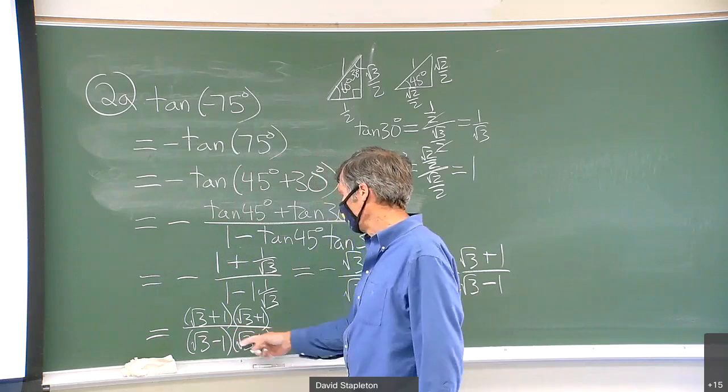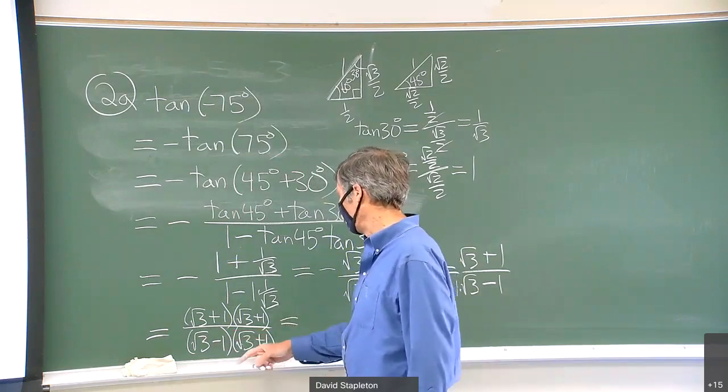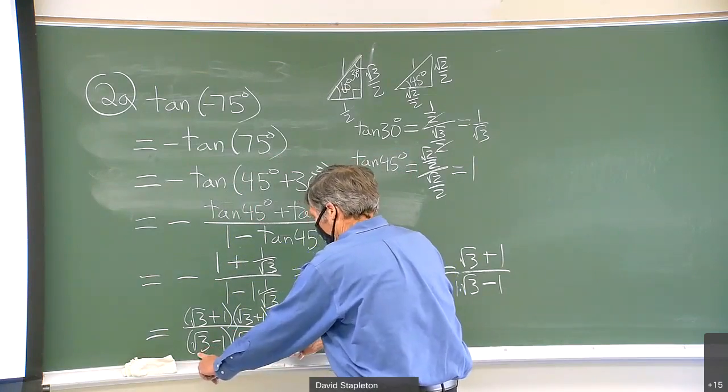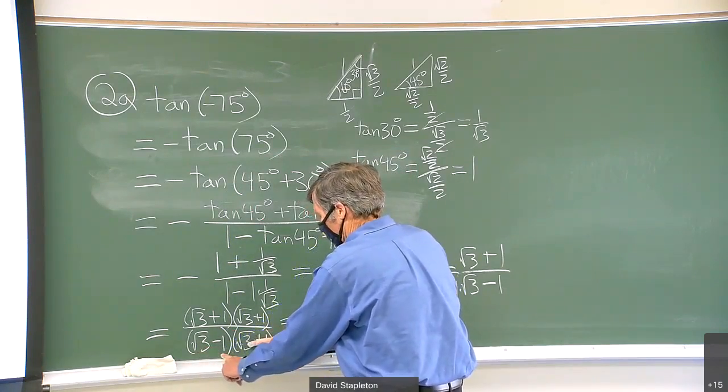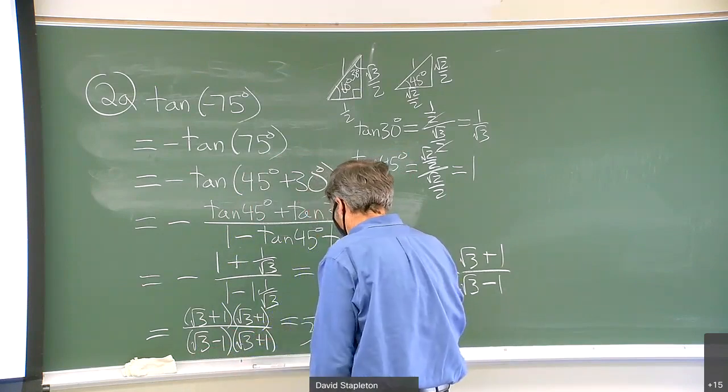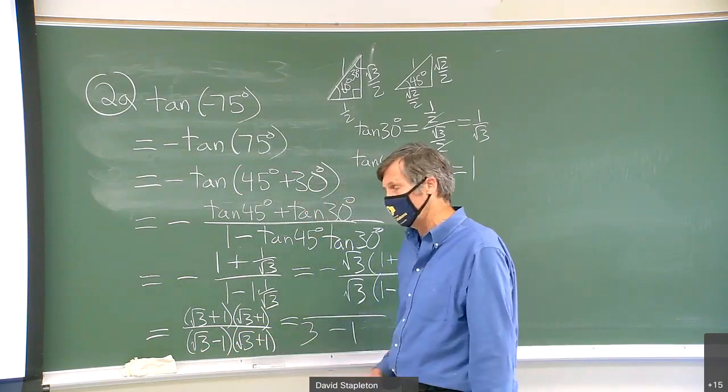And I'll get rid of the square root 3 in the bottom this way, right? If I take this times this, FOILing, I get 3. This times this is plus square root 3. This times this is minus square root 3. They cancel. That's the purpose here. And then minus 1 times 1 is minus 1. So the bottom just becomes 3 minus 1, and the radicals are gone.